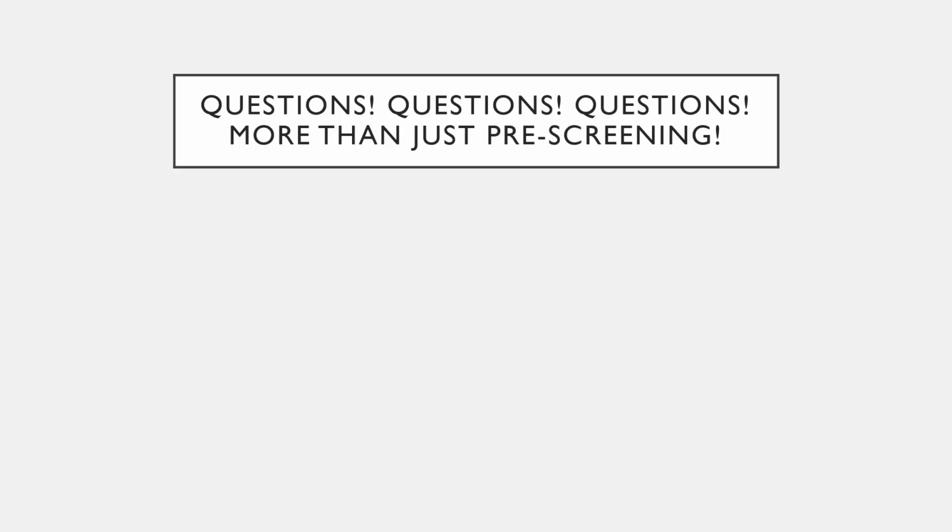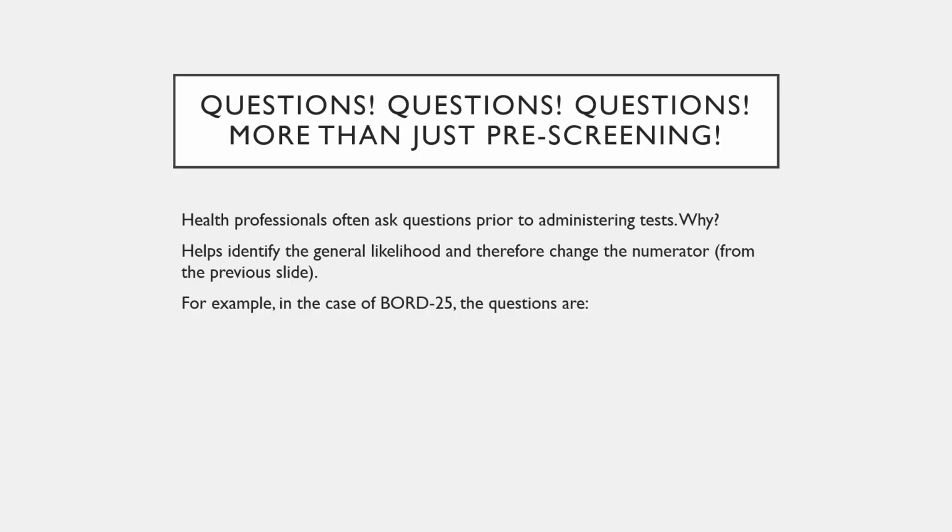Many times you may have gone to the doctor with an illness or a potential illness, and the doctor may ask you a number of questions beforehand. And you may think that they're just pre-screening, but that's not true. What they're actually doing is trying to help identify the overall prevalence, the general likelihood that you might have an illness. In other words, they're trying to change the numerator on that previous slide.